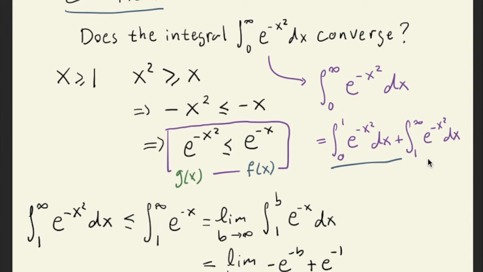So this is not improper. You might call it proper, perhaps, but we don't really, right? This is not improper. This is a finite number. This is an improper integral, and we know that this converges, right? So the answer is yes, that integral converges.